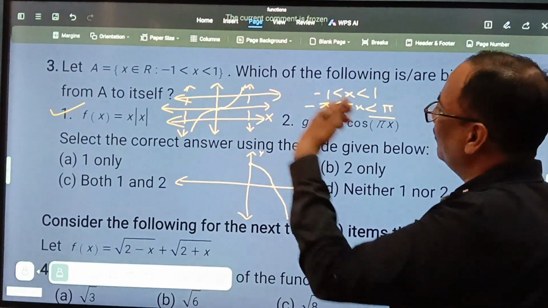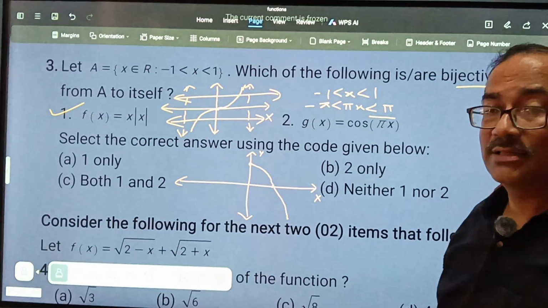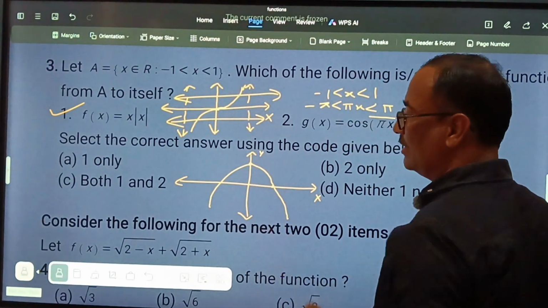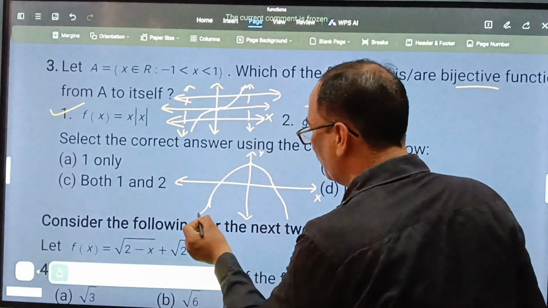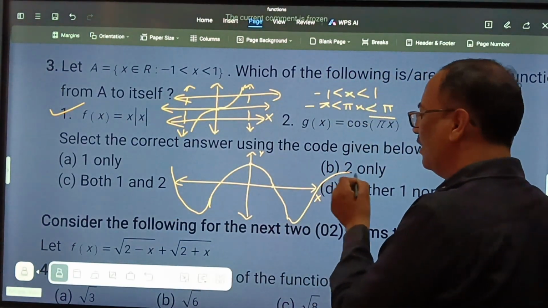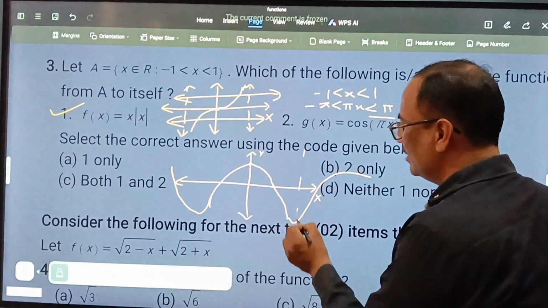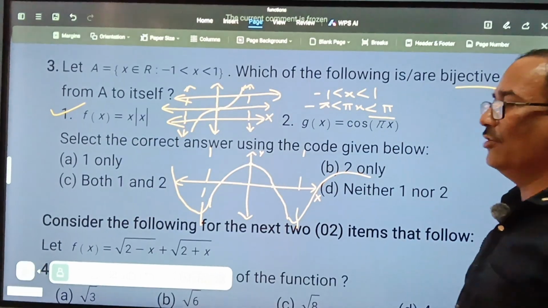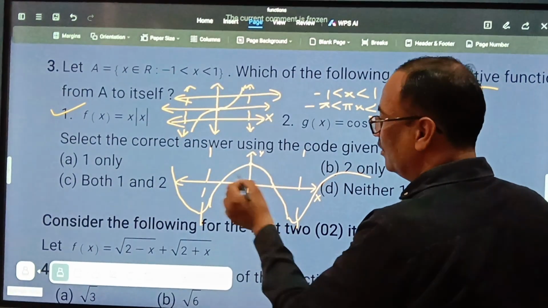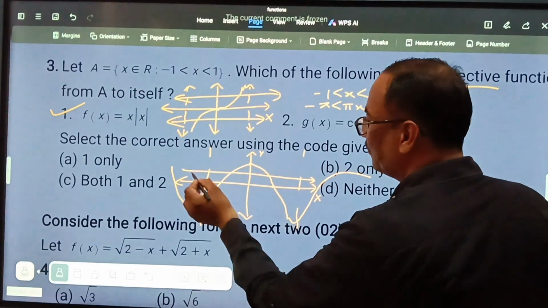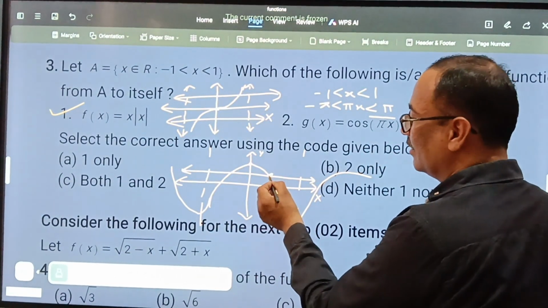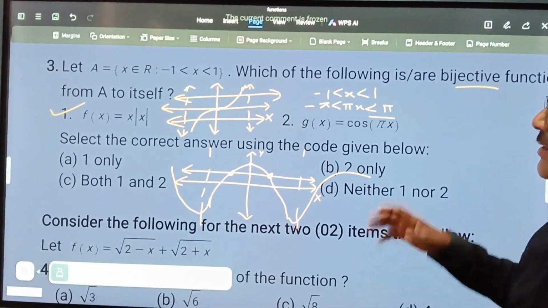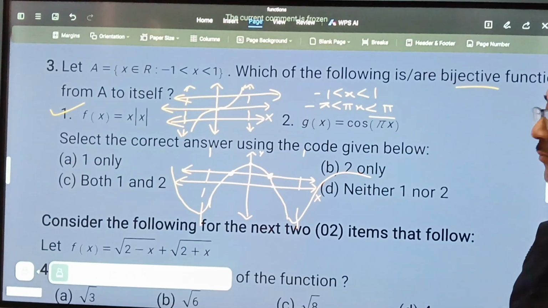And then when we take the negative direction, that is minus pi, it is also drawn just like this one. Moving here, but our target is only minus 1 to plus 1. So if we draw the graph and draw a line parallel to the x-axis, it intersects the graph at more than one point. So it is not 1-1, and not onto, so not bijective also.